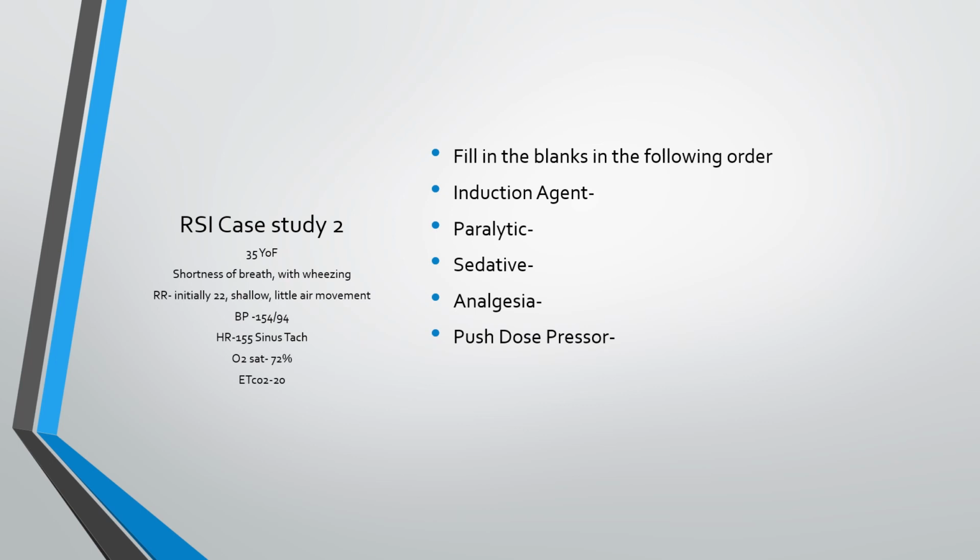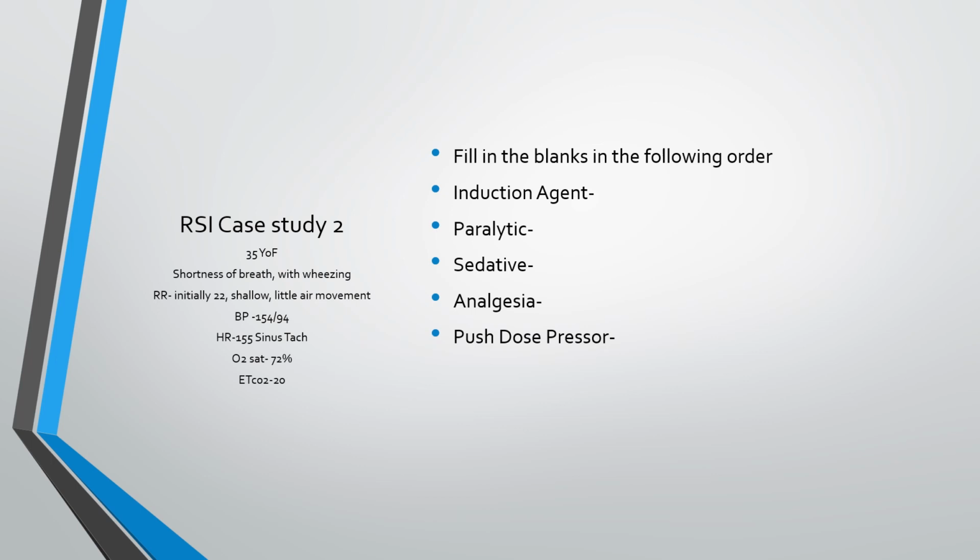All right, second case is a 32-year-old female with shortness of breath and wheezing. If we were to guess what would be causing this, most likely asthma. She could have COPD or it could be an anaphylactic reaction, but with wheezing, we at least know it is a bronchospastic reactive airway disease. Initial respiratory rate 22, shallow, little air movement. Blood pressure is 154/94, heart rate 155, sinus tach, O2 sat 72%, ETCO2 20. They are hyperventilating, but there's not very much air movement, and sometimes that lower ETCO2 might be because there's not a lot of gas exchange happening.